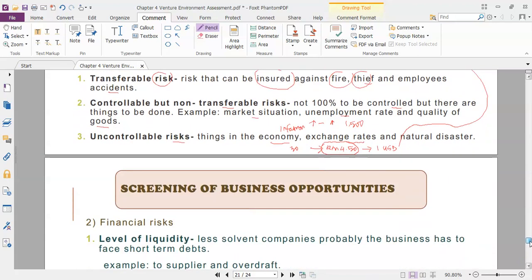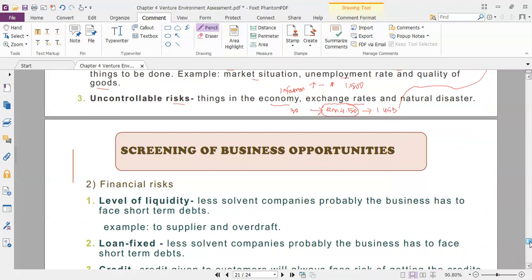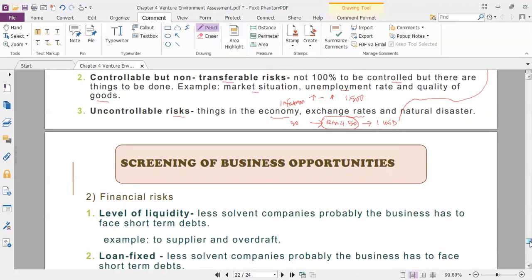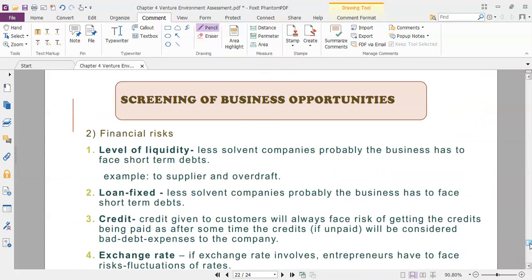Okay, next, second one is financial risk. What is the financial risk? The first one is level of liquidity. The level of liquidity, it means that less solvent companies, probably the business has the short-term debts.